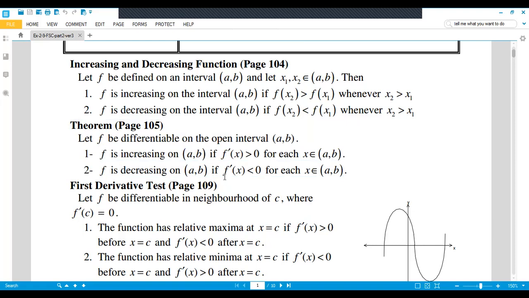If the first derivative f prime of x, meaning when you differentiate the given function, is less than 0, then the function will be decreasing on the given interval. Similarly, the first question is related to this. So first we will do that, and then how to take the first derivative test, that we will do for the next question. First we come to the first question.